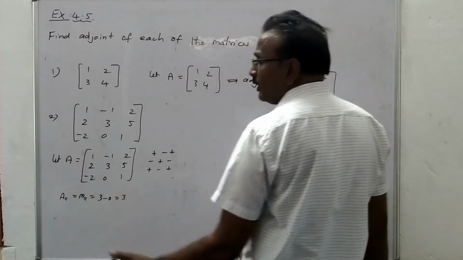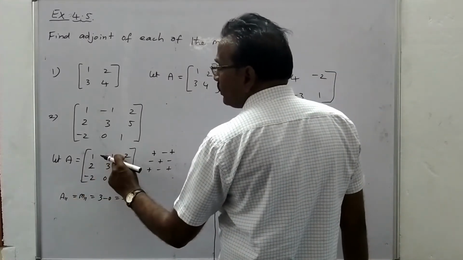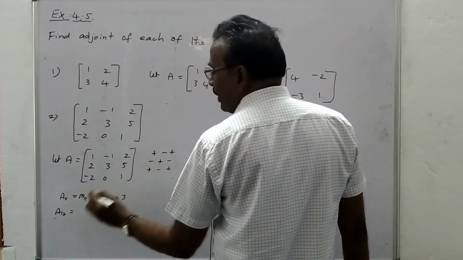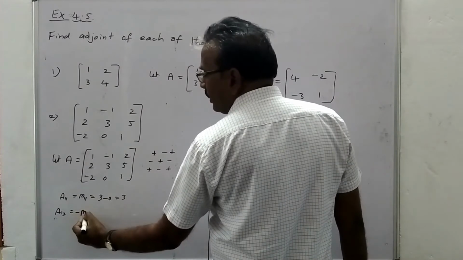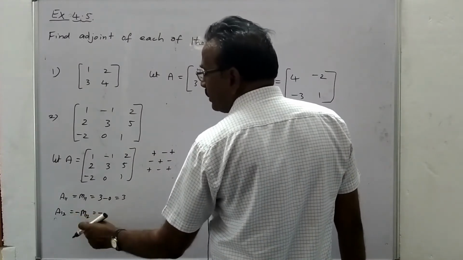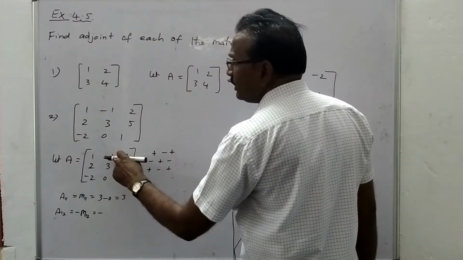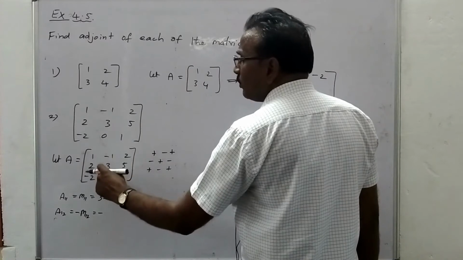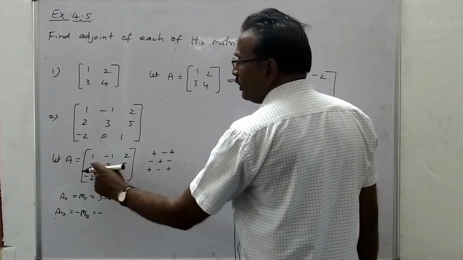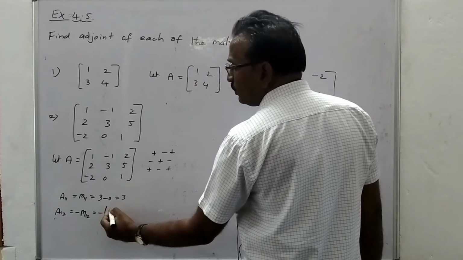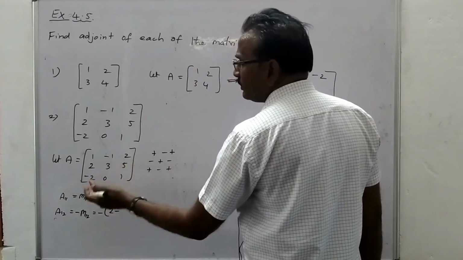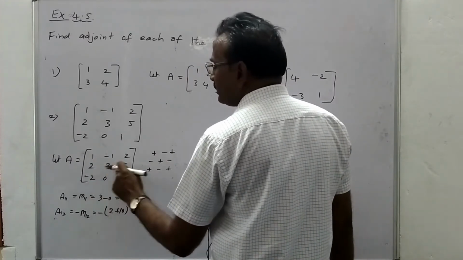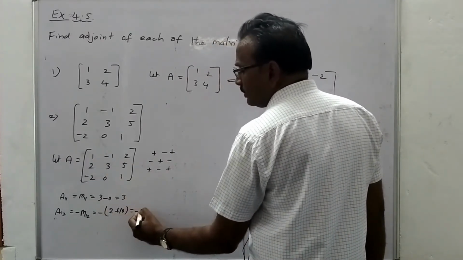That is A11, value is 3. Next, the cofactor of the first row second element, capital A12. The sign is minus, times the minor M12 of the element minus 1, which is the first row second column element. Delete the first row and second column, determinant of 2 5 minus 2 1, that is minus of 2 ones are 2, minus of minus 10, that is plus 10. So 2 ones are 2, minus 10, that is plus 10, so that is minus 12.